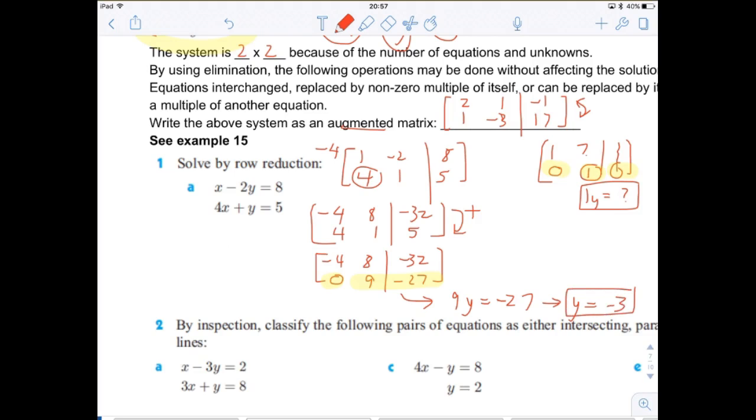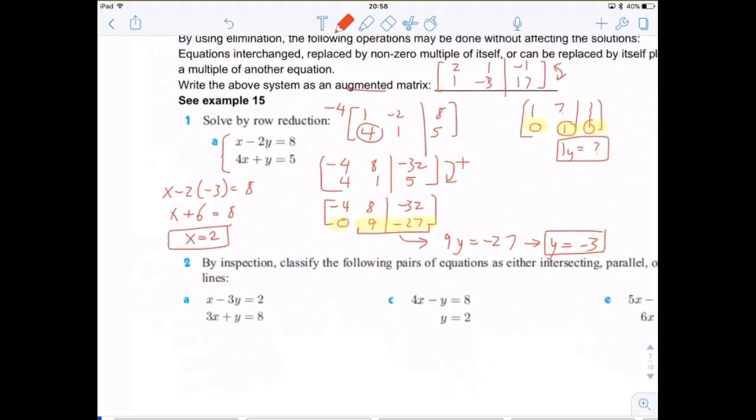Once I know that y equals negative 3, I can use either one of these equations to easily figure out what x is, right? So now I could say, okay, x minus 2 times negative 3 equals 8. X plus 6 equals 8. X equals 2. Okay? So once you get the last variable, like you do here, you can go back to algebra and solve for the other variable. You don't have to keep doing row reduction. All right. Let's go to the next section.